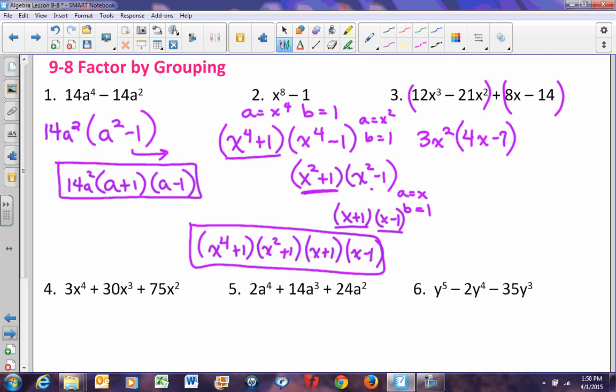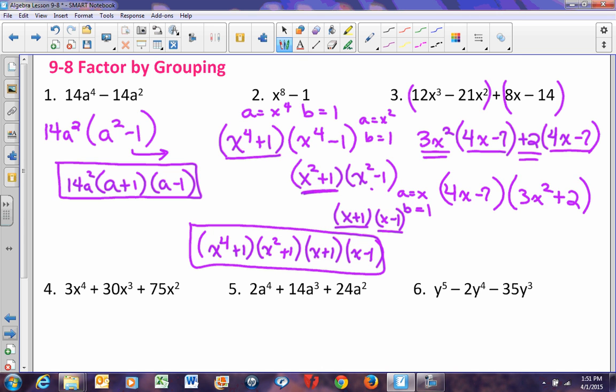What can I take out of an 8x minus 14? I can take out a 2. That leaves me with 4x minus 7. Here's my common term, 4x minus 7. Here's what I'm left with, 3x squared plus 2. Neither one of those factor again, so there's my final answer.